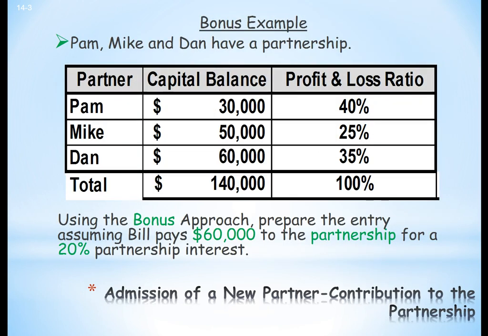So first we're going to start with the bonus method. We have Pam, Mike, and Dan. That's their profit sharing. And under the bonus method, Bill would like to get 20% and he's going to give $60,000 to the partnership.